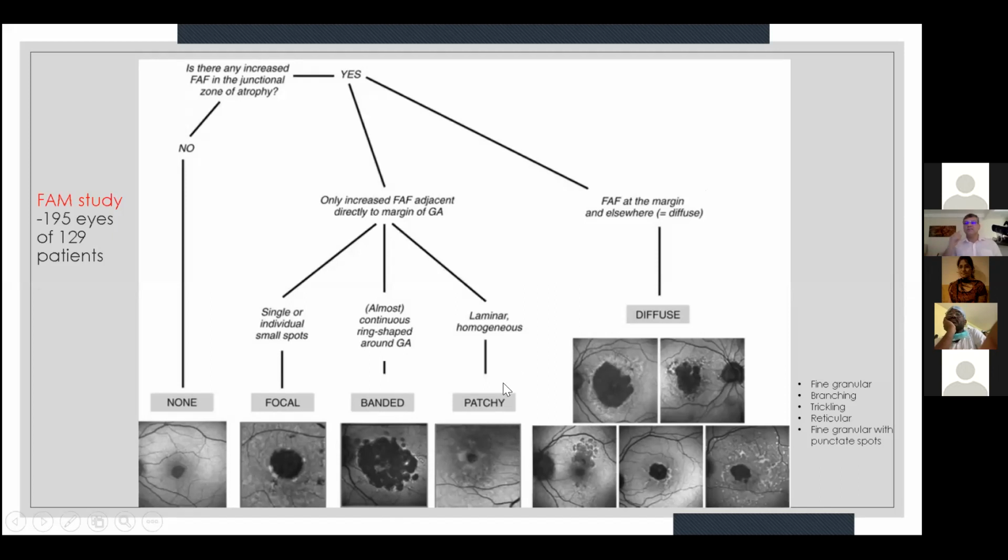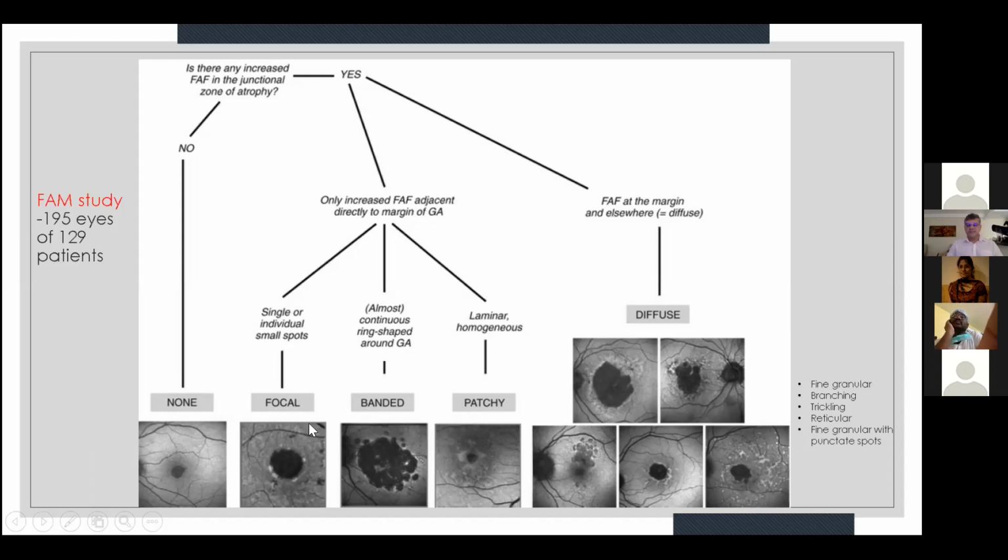And patchy is a patchy appearance in the form of lamellar homogeneous pattern. FF at the margin and elsewhere has been classified into diffuse type, which is of 5 again. It is fine granular, as you can see, dot dot around the geographical atrophy, or branching type, trickling, reticular, and fine granular with punctate spots. So why do we have to know these patterns?